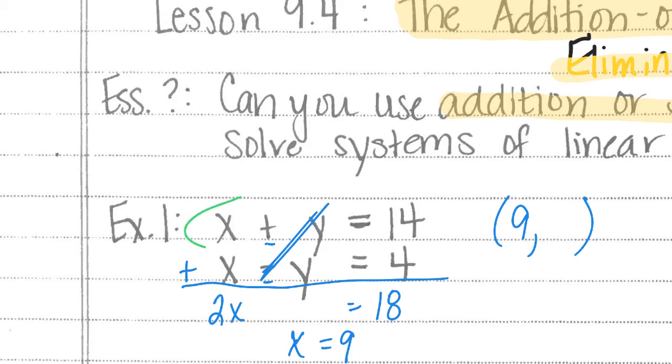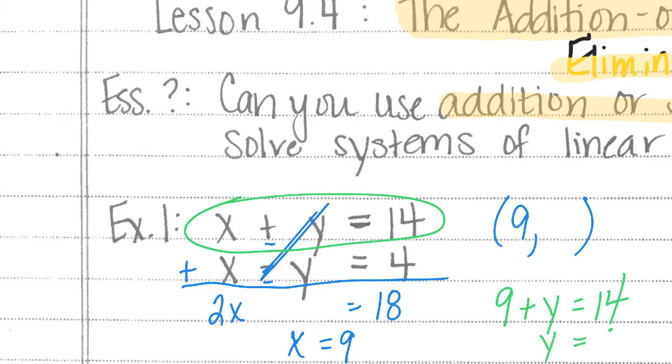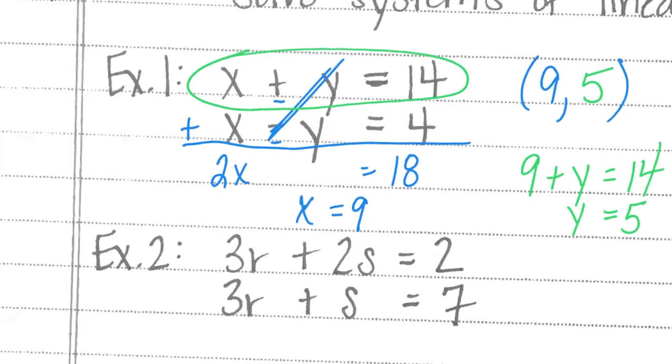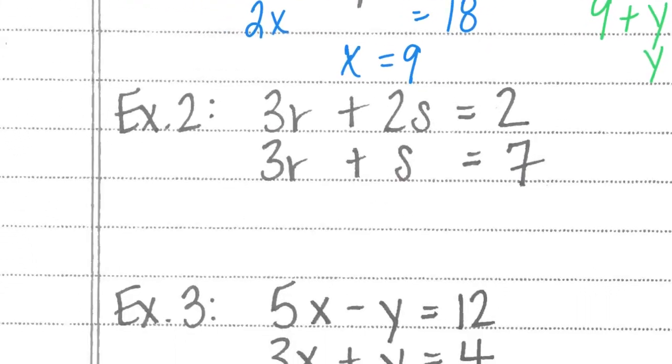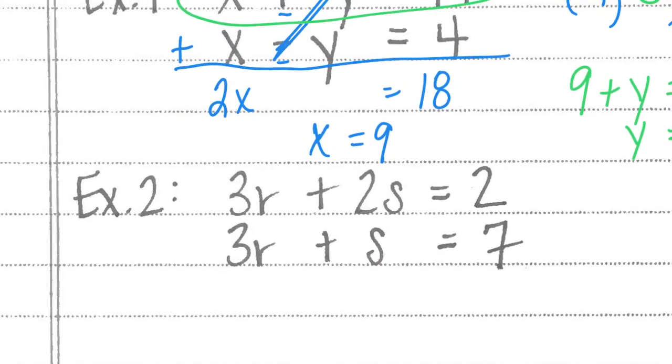So let's go back to the original. X is 9. 9 plus what gives me 14? Well, when I subtract 9 from each side, notice that y is 5. So my ordered pair is 9 and 5. Now, this is going to get a little bit more difficult as we move on. This example and example 3 are pretty good, where I have to teach you one more lesson in this case.